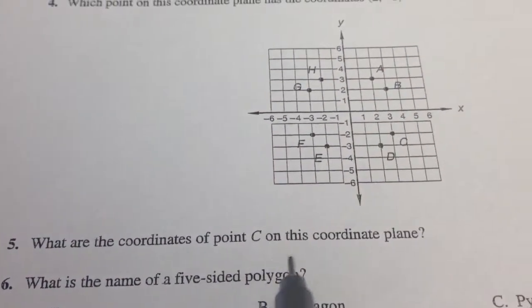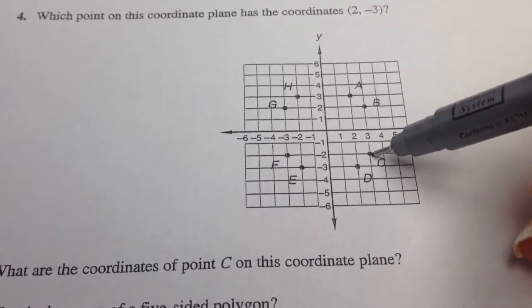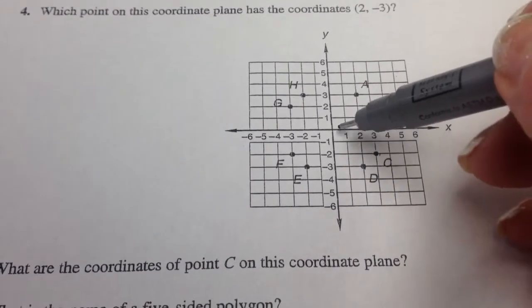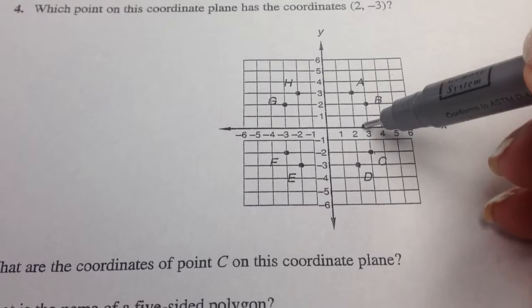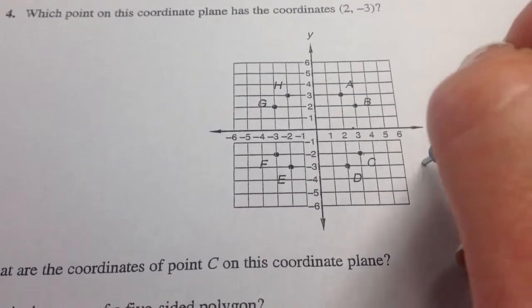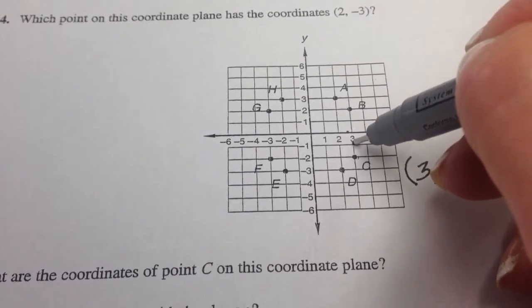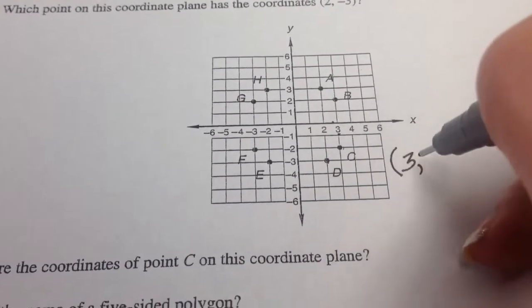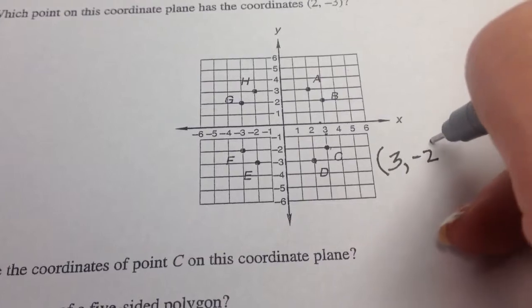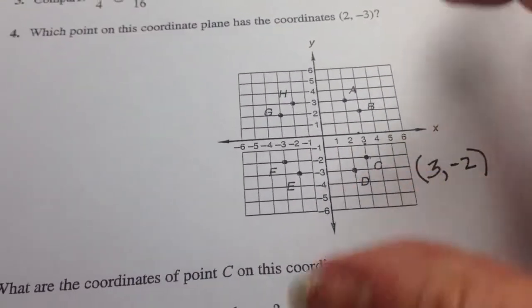Then it says, well, what are the coordinates of C on this plane? Well, we do x first, so we went over 1, 2, 3. So it'd be 3, comma, remember they're in parentheses. Then how many down did we go? Here's -1, here's -2. So 3, -2. And that would be the coordinates for point C.